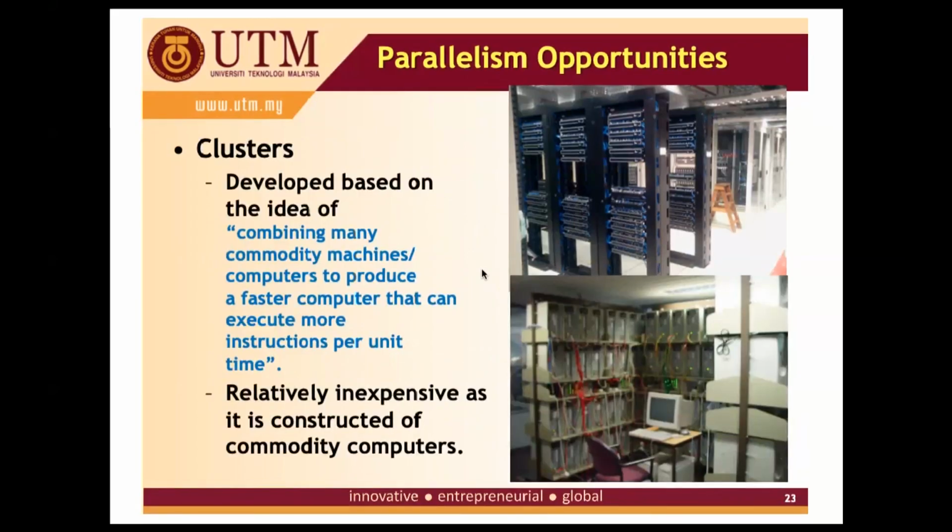And then cluster. This is another idea before we go for the cloud. A cluster was developed based on the idea of combining many commodity computers to produce a faster computer that can execute more instructions per unit time. We learned many concepts related to this cluster, like pipelining, and it is relatively inexpensive as it is constructed of commodity computers.